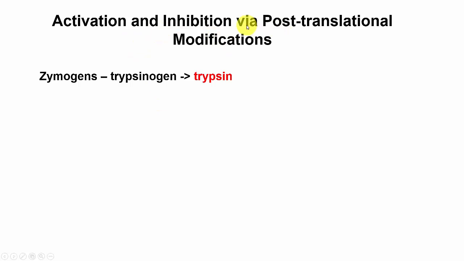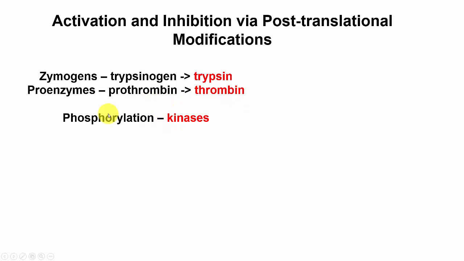Activation and inhibition via post-translational modifications. Zymogens, such as trypsinogen, made by the pancreas. It's made as a zymogen, an inactive protein molecule, and it's only activated once it gets into the intestine, in the duodenum, where it's activated to the active enzyme trypsin. If it was activated in the pancreas, it would digest your pancreas. Proenzymes, such as prothrombin. You don't want thrombin making blood clots all the time, so you make it as a proenzyme, and you convert it into thrombin only when you need it to clot the blood.